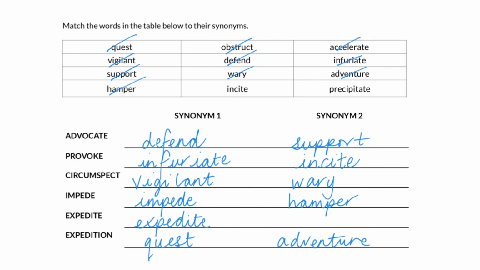And finally we have precipitate, which we didn't discuss in the video today, but it means to make something happen more quickly than was expected, so to make it happen earlier. So that would go with expedite. And there you have it.